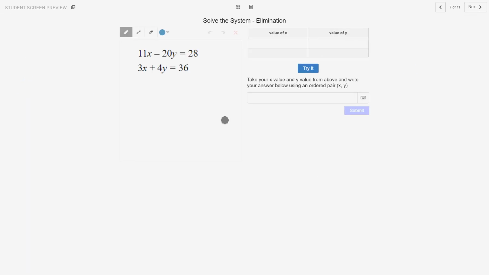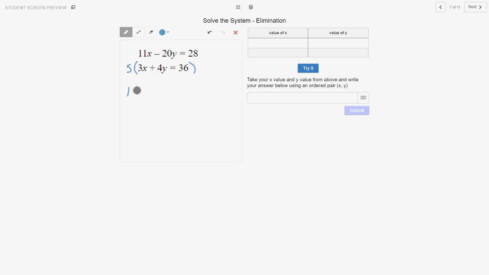All right, on this one, I'm looking at, who do I want to eliminate? I'm thinking probably my y's. I've got a negative 20 and a positive 4. Well, I know if I multiply 4 times 5, that gives me 20. So I'm going to multiply that bottom equation by 5 and try not to make any mistakes this time.